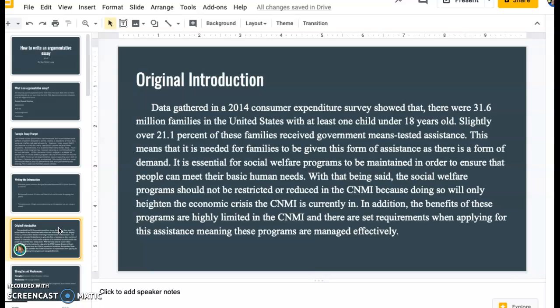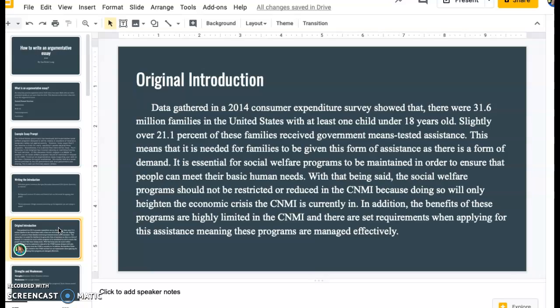So the original introduction. This is before any revisions are made, so I will read this right now. Data gathered in a 2014 Consumer Expenditure Survey showed that there were 31.6 million families in the United States with at least one child under 18 years old. Slightly over 21.1% of these families received government means-tested assistance.